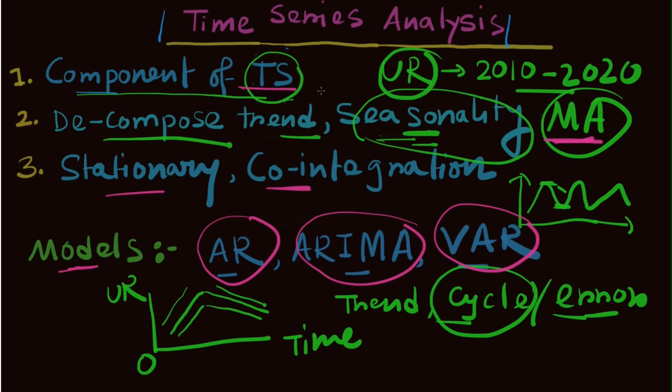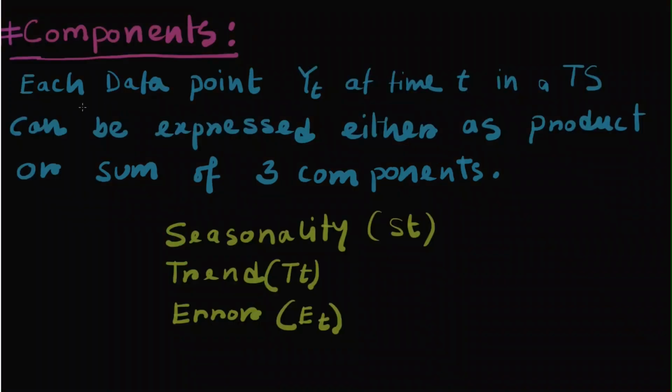Now let's move on to the next slide. In this slide we are seeing that each data point in a time series will have either a product or sum of three components: seasonality, trend, and error.